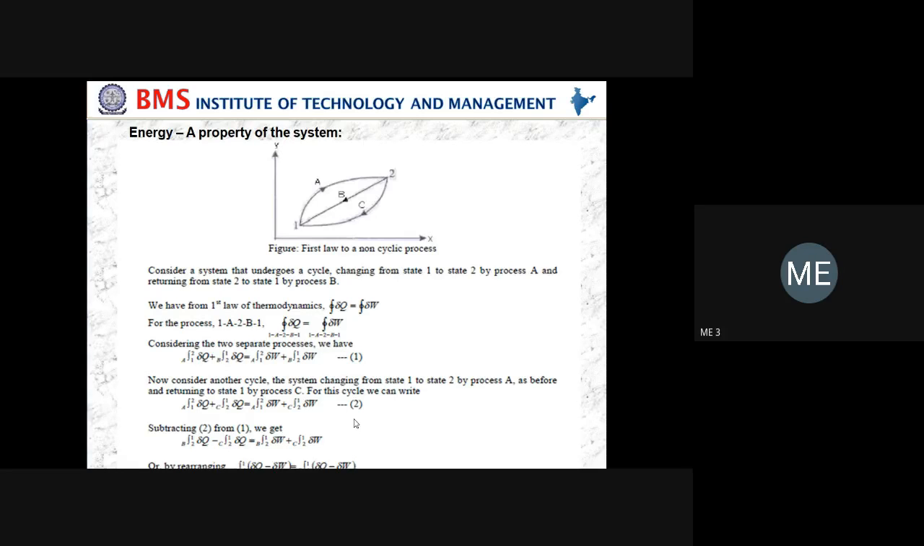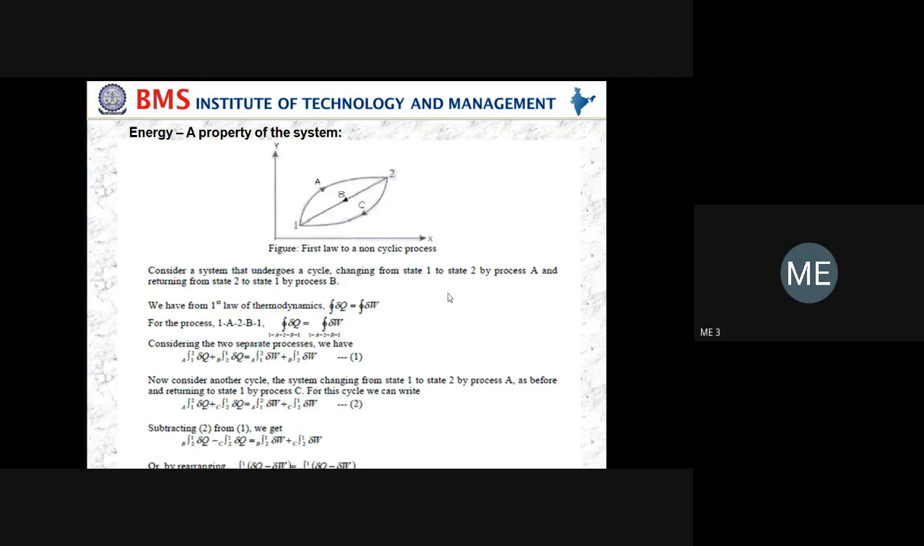So hence, we can prove that the internal energy is a property of the system. Don't confuse heat transfer, work transfer, and internal energy. Internal energy is a sort of energy stored within the system. It is neither work energy nor heat energy, but it is the energy associated with the system. Like other properties, pressure and temperature, which have definite values, this internal energy also has a definite value. As we studied, all thermodynamic properties are point functions, and like that, internal energy is also a property. It is not a path function, it is a point function.